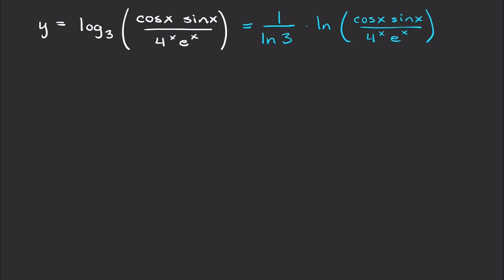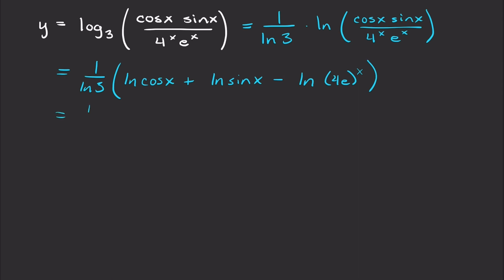So now we have a product in the numerator, and then we have that as a part of a quotient over the denominator. So we can rewrite this as 1 over the natural log of 3, and then we just need to add and subtract these. So we have the natural log of cosine x plus, since it's multiplying, the natural log of sine x, and then minus the natural log of the denominator. But both of these are raised to the x power, so I can just write this as the natural log of 4 times e raised to the x power.